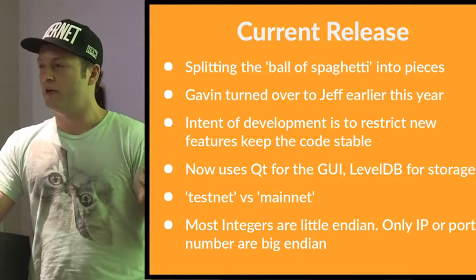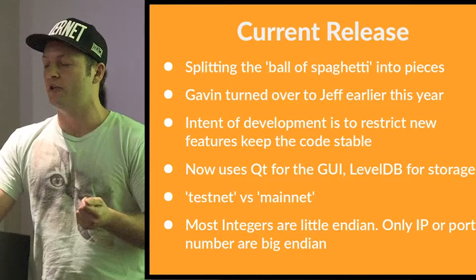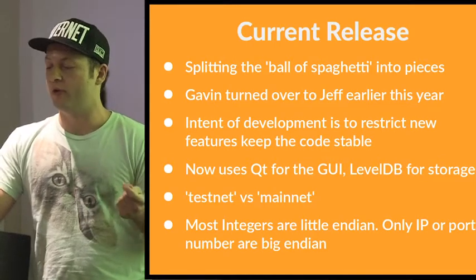If you're going through the code as well, one other thing is probably going to be confusing. I think miners will probably have a hard time understanding this: most integers are little endian, with the exception of IP and port numbers. Those are big endian.